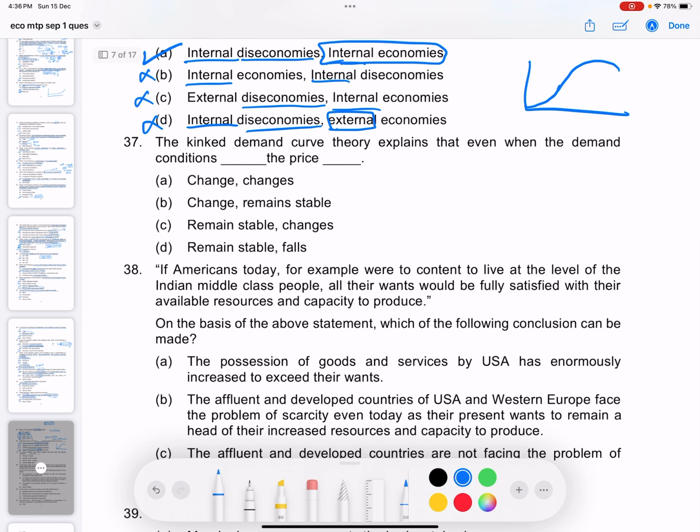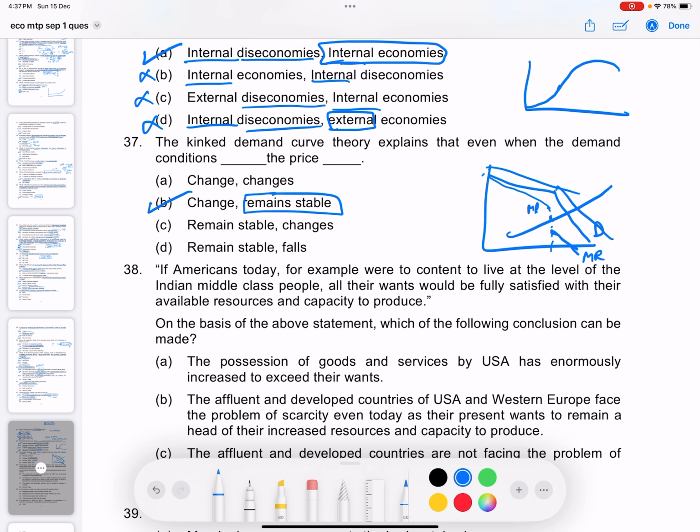द किंग डिमांड कर्व थ्योरी एक्सप्लेन्स दैट इवन व्हेन द डिमांड कंडीशंस चेंज, सो इवन इफ द डिमांड चेंजेस, दिस इज मार्जिनल रेवेन्यू. यहाँ से ऐसे आता है, नीचे तक जाता है MR. दिस इज डिमांड. इवन इफ द डिमांड चेंज, द प्राइस रिमेन स्टेबल. क्योंकि डिमांड चेंज भी होती है तब भी मार्जिनल रेवेन्यू ऐसे आता है कि मार्जिनल कॉस्ट को यहीं पे ही कट कर रहा होता है. तो प्राइस रिमेन्स स्टेबल. तो इसका हो गया बी.